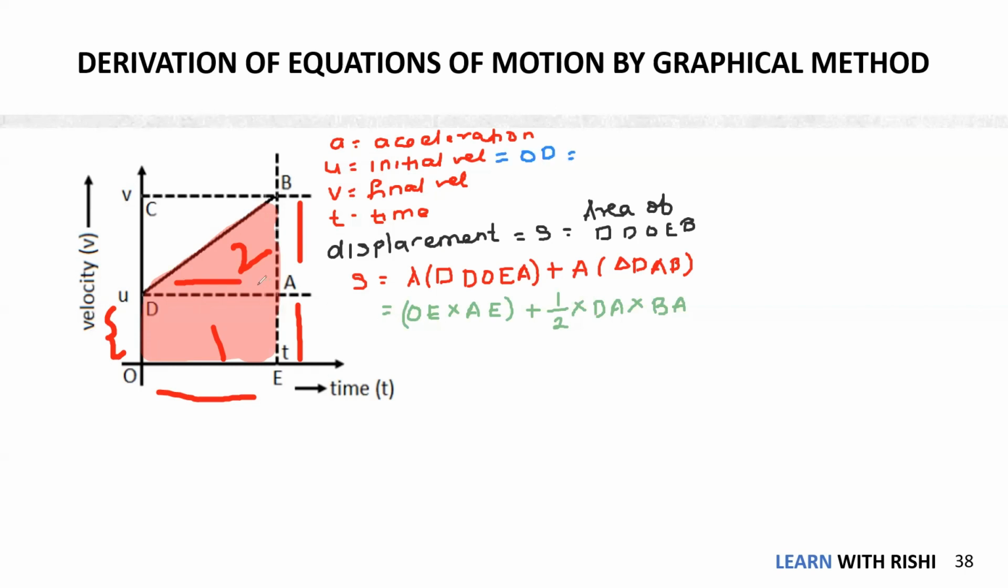Now, since this is a rectangle, opposite sides are equal. So if this is u, then AE will also be u. So initial velocity is equal to OD, and it is also equal to AE.